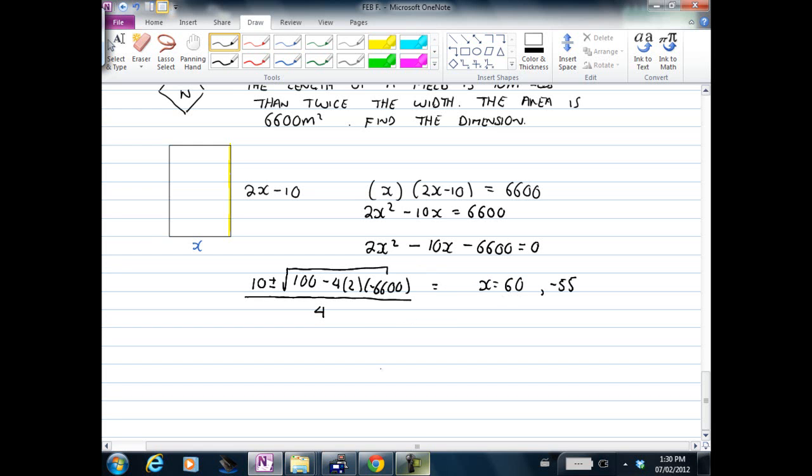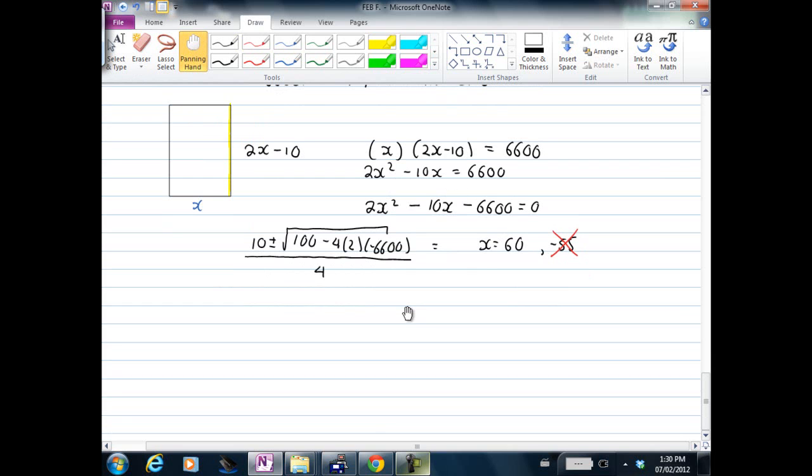But the problem is this, one of these numbers is a reject because you can't have negative distance. So we're going to reject this number. Rejected. Just like when you ask your girlfriend out. Rejected. Okay. So x equals 60.